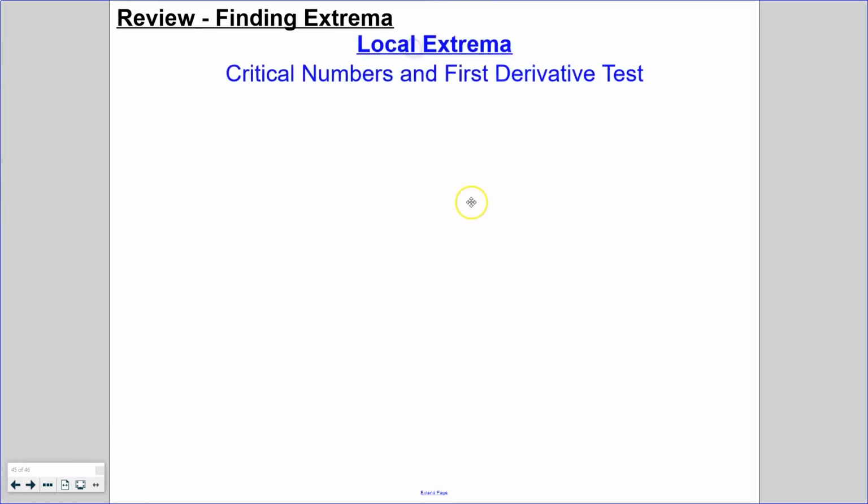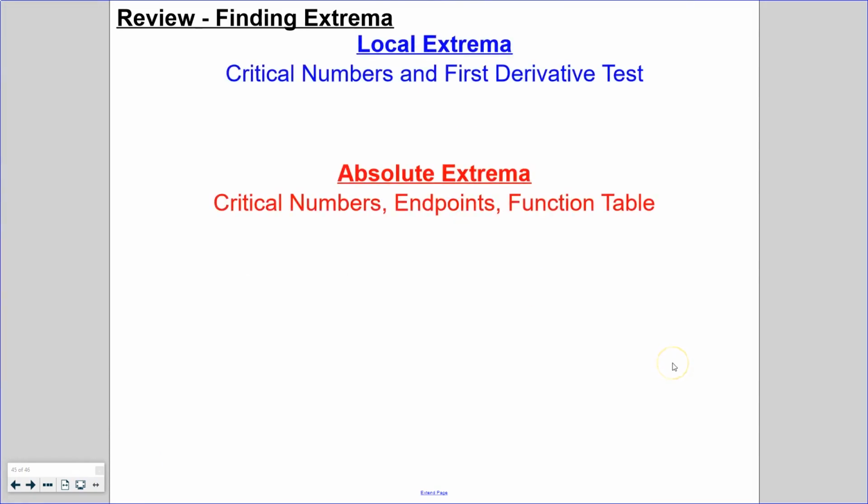And then finally, let's do a quick review of extrema. Our two types of extrema are local and absolute. In order to find the local extrema, we need critical numbers and the first derivative test. To find absolute extrema, we need critical numbers and endpoints if our f of x is bounded or on a closed interval, and a function table.